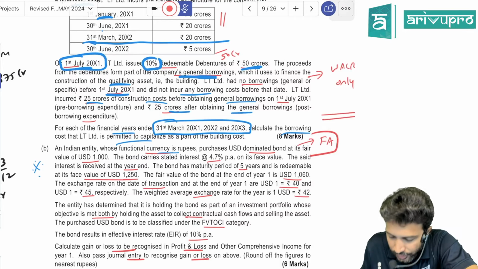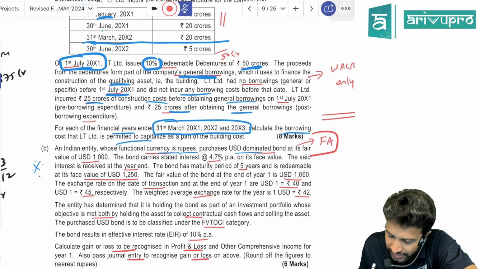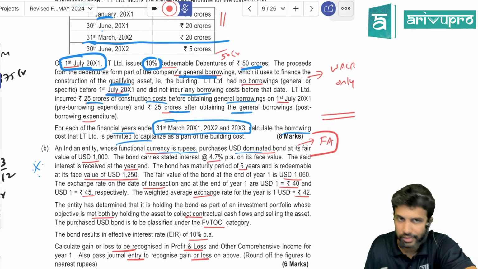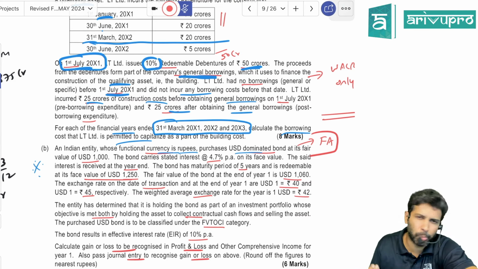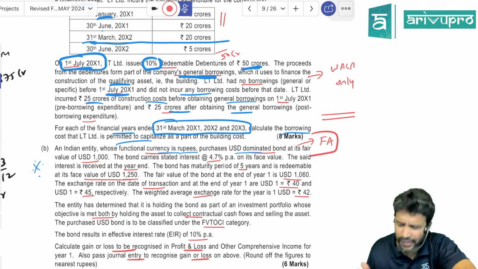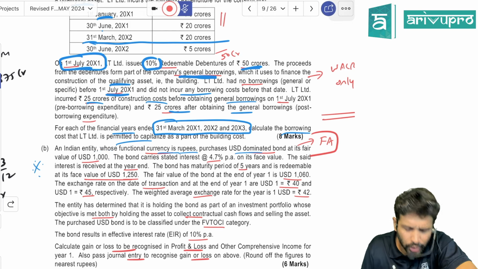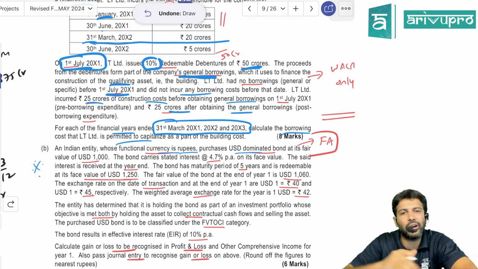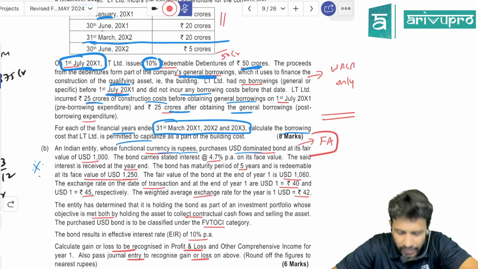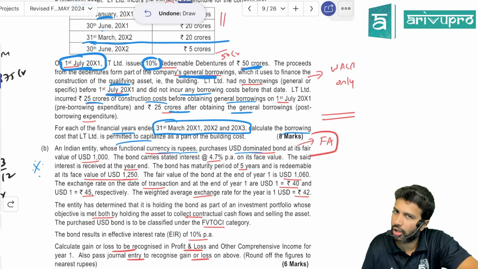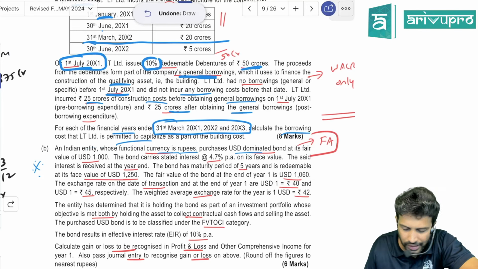An Indian entity whose functional currency is rupees, fine. It purchases a US denominated bond. So if they have purchased a bond, obviously it's a financial asset, at a fair value of $1,000. Initially, all the financial assets are recorded at fair value, right? So they have given the fair value to be $1,000. That's the initial measurement of this financial asset.